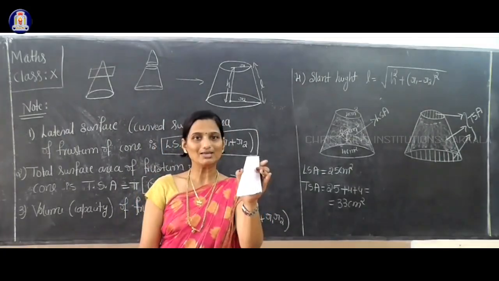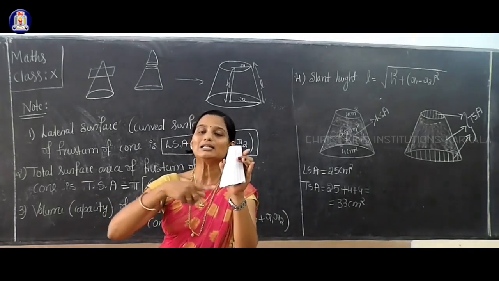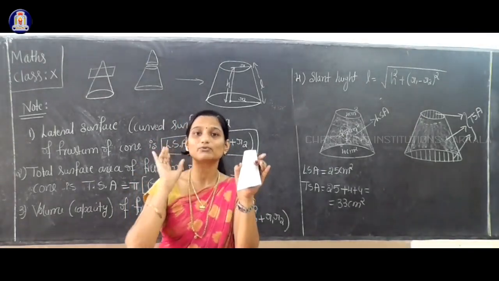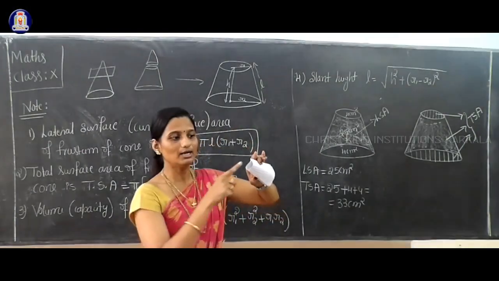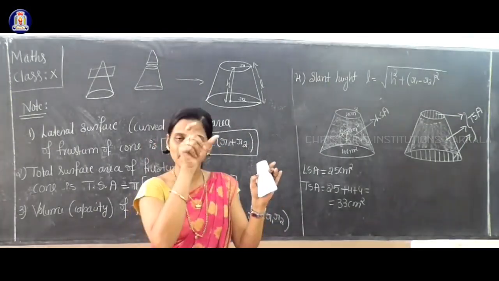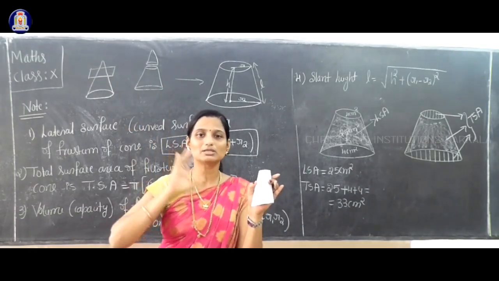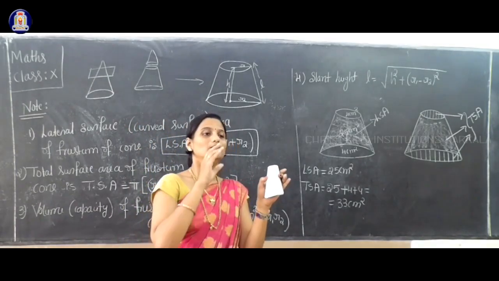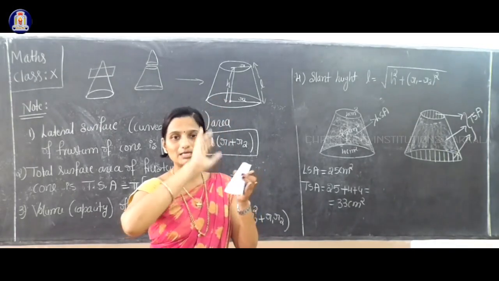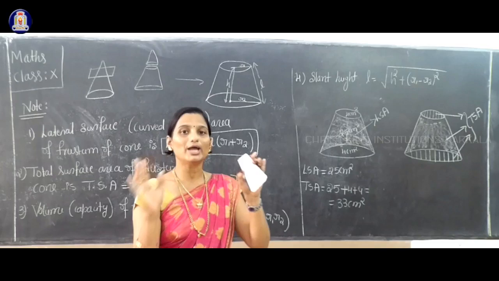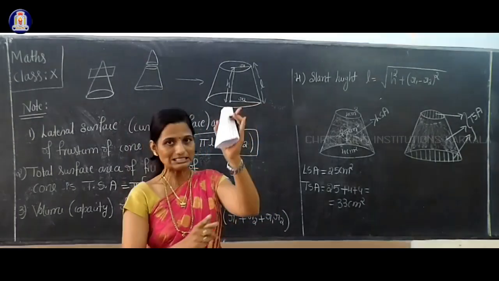Right? So now, given this figure, find the surface area of this one. Here both sides are open. They will mention the frustum of a cone: find the surface area of a frustum of a cone where the two ends are open. Two ends are open means the shape is like this.